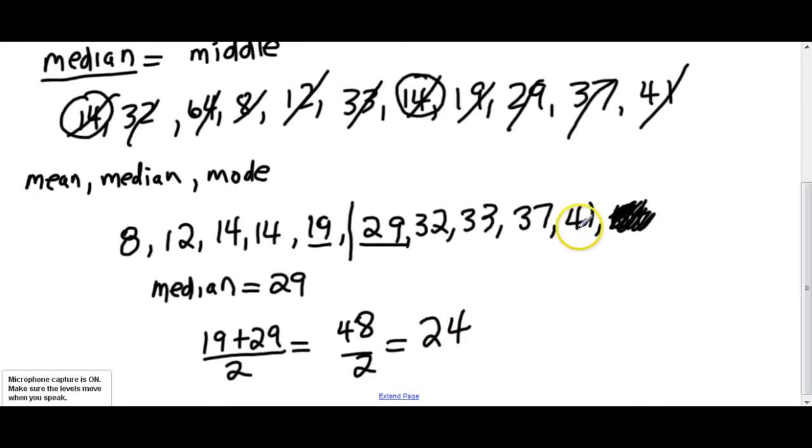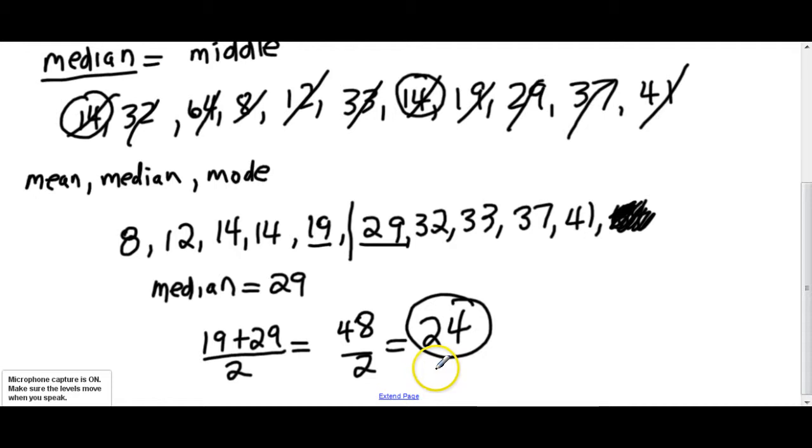So in this case, if I had this set of data where the median falls between two numbers because it's an even set, I've got 1, 2, 3, 4, 5 on one side, 1, 2, 3, 4, 5 on the other, my median becomes the number 24.